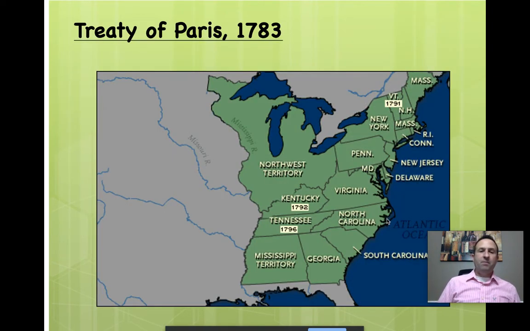Now, so let's begin. Treaty of Paris, 1783. The Treaty of Paris, besides bringing the war to a close and recognizing American independence, does redraw the map. As you can see, we have the boundaries westward to the Mississippi, northward to Canada, and southward to Florida.